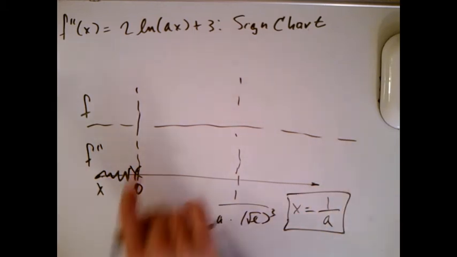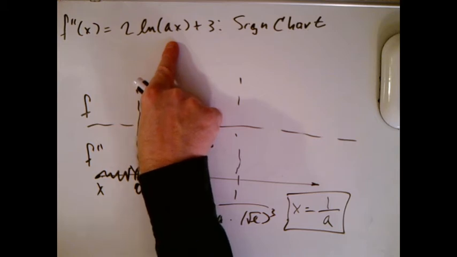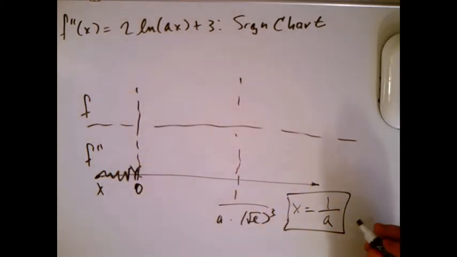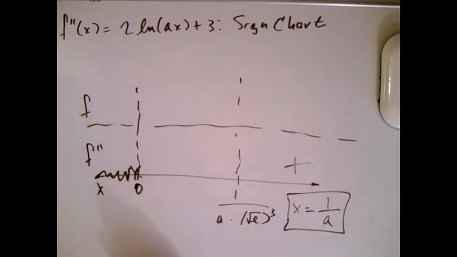When I put a 1 over a in for x, the a's cancel. I get the ln of 1. That's right, ln of 1 is 0. 2 times 0 is 0. I get 3. I don't care about the number. I do care that it's positive. By the way, we can't always assume this is negative. We actually have to do something like this.